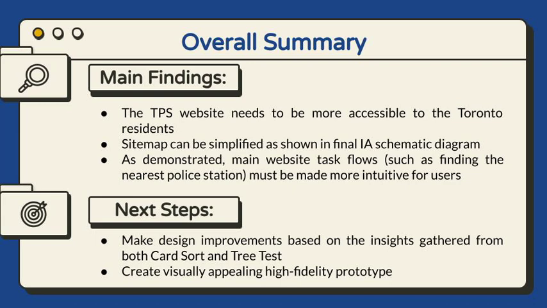Here is our overall summary. Our main finding is that the TPS website needs to be more accessible to the Toronto residents it serves and protects. Sitemap can be simplified as shown in the final IA schematic diagram, and as demonstrated, the main website task flows, such as finding the nearest police station, must be made more intuitive for users. The next steps are to make design improvements based on the insights gathered from both CardSort and Tree Test, and to create a visually appealing high-fidelity prototype.